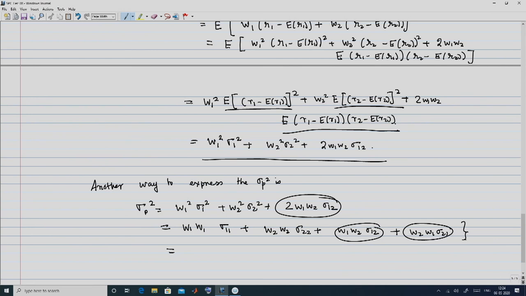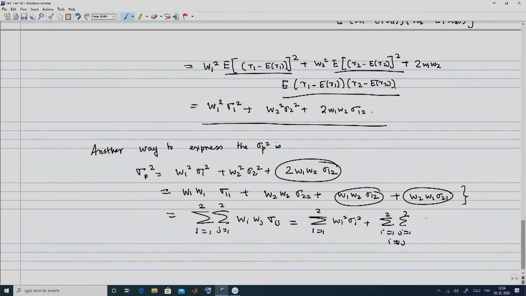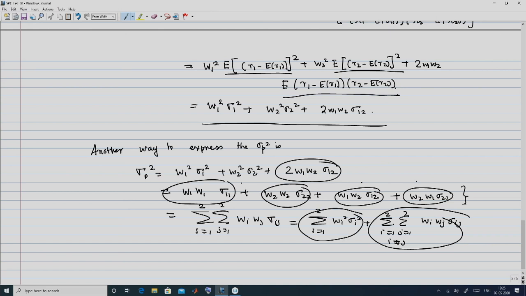Now, this step can be collated as double summation I is equal to 1 to 2, J is equal to 1 to 2, W I W J sigma I J. And another representation of this is going to be summation I is equal to 1 to 2, W I square sigma I square plus double summation I equal to 1 to 2, J equal to 1 to 2, I not equal to J, that means 2 1 and 1 2. And this will be W I W J sigma I J. So, this basically will collate to these two terms, and this will correspond to this, this and this terms.